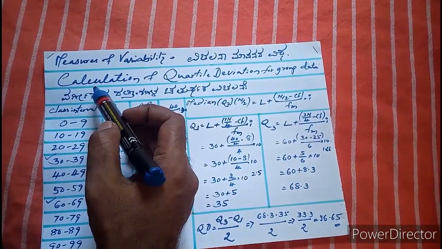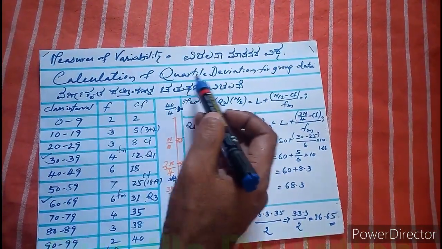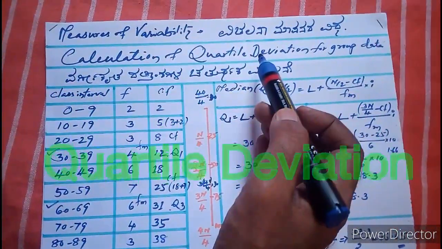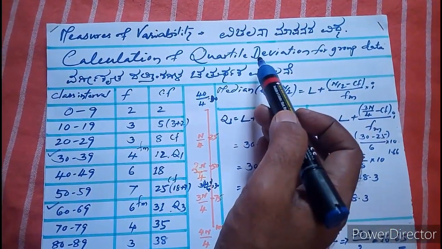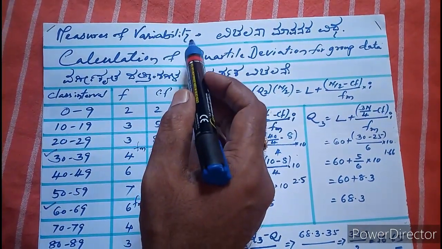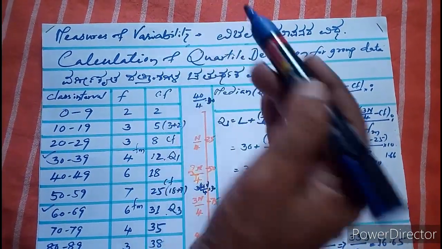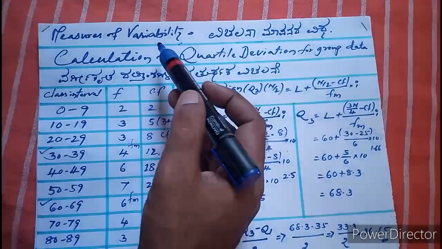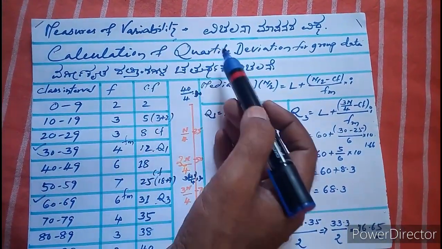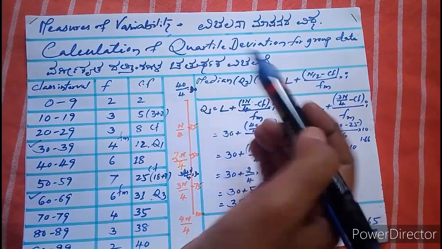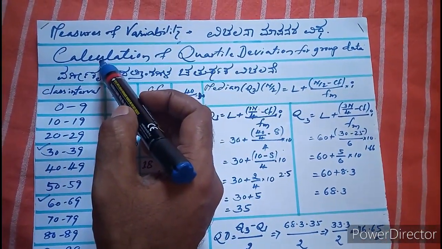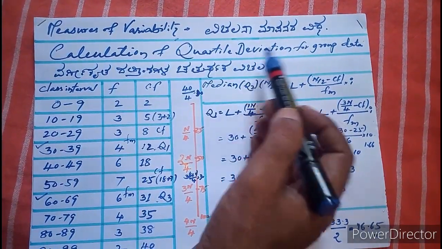My dear listeners, today is the next problem, that is quartile deviation. Quartile deviation is another measure of variability. Actually, we have four measures of variability, that is range, quartile deviation, mean deviation and standard deviation. Today, how to calculate the quartile deviation for group data.